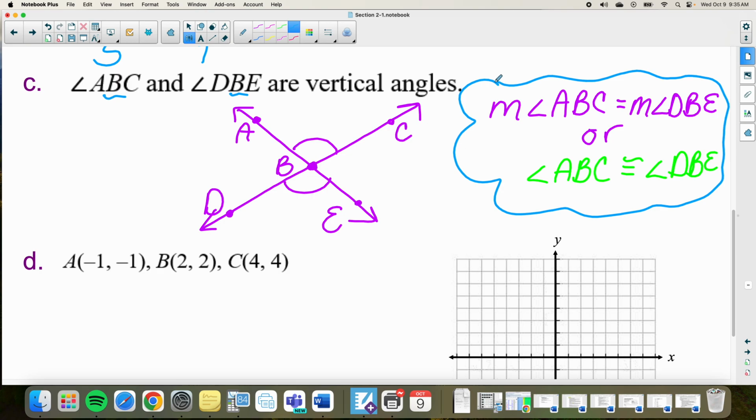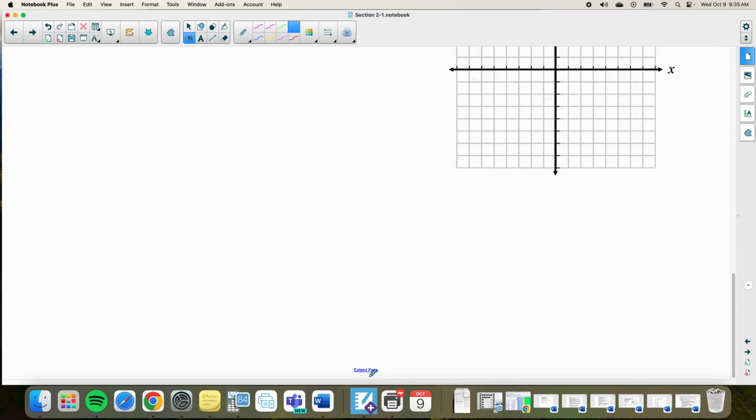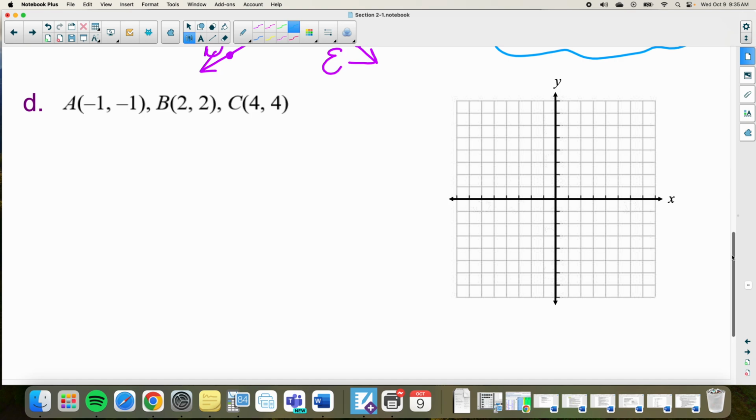Okay. Now if we go down here to one that has a graph, they are telling us that we have a point A that is at -1, -1. So let's plot that point. Then we have B that's at 2, 2. And then we have C that's at 4, 4, right there. Okay? Now, does anyone see something that's true about those 3 points?